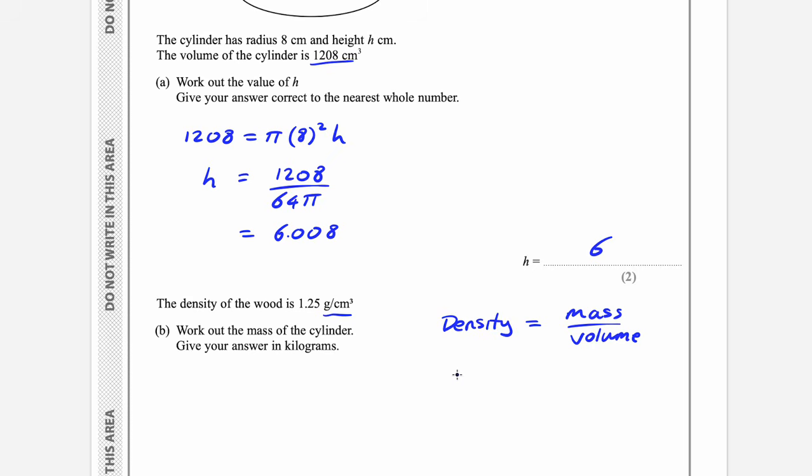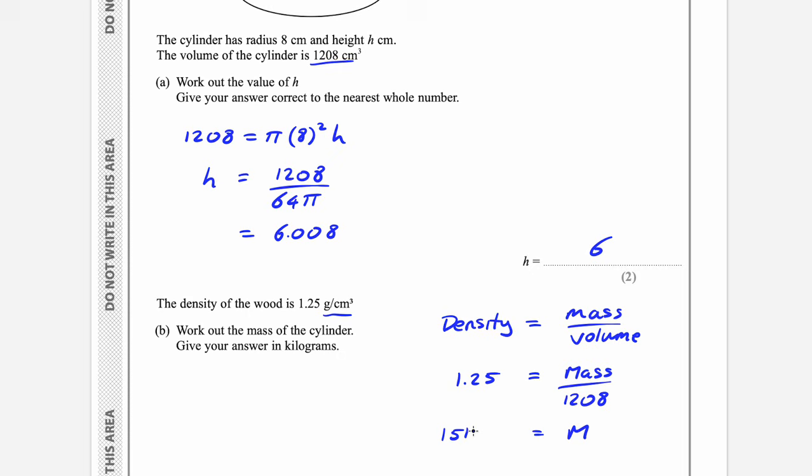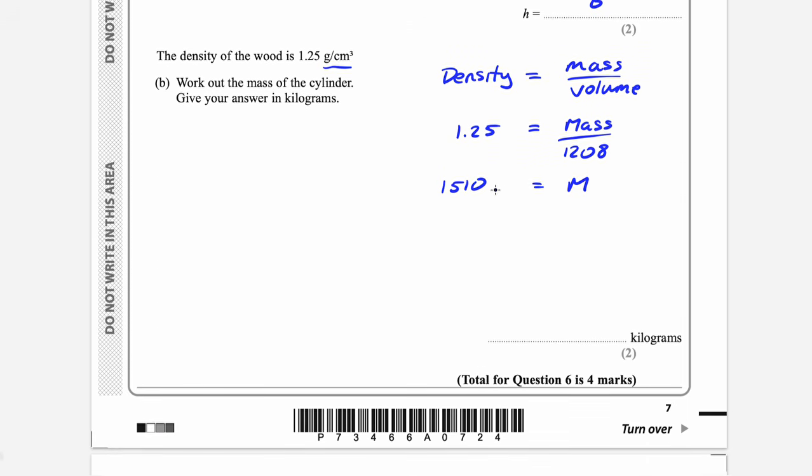Okay, so I can just fill in 1.25 for density. Mass is what I don't know, is what I'm trying to get. And the volume is 1208. So the mass, let's just call it M, is equal to 1.25 times 1208, which is 1510. Now that's grams. In kilograms, divide by 1,000, so it's 1.51 kilograms. 1.51 kg.